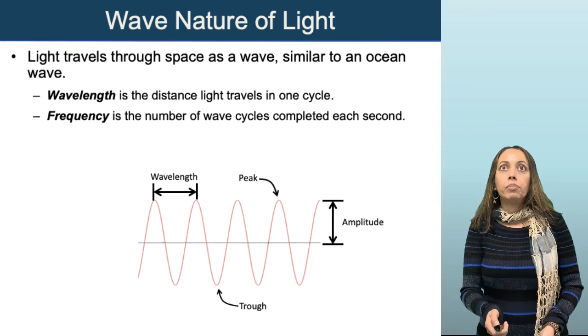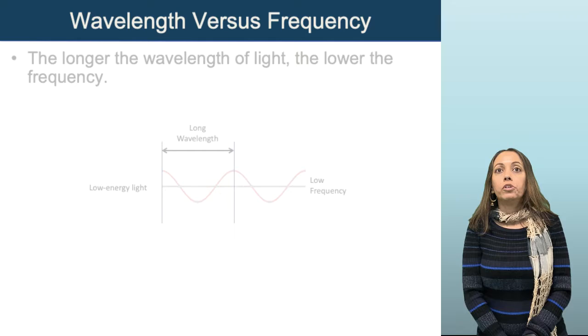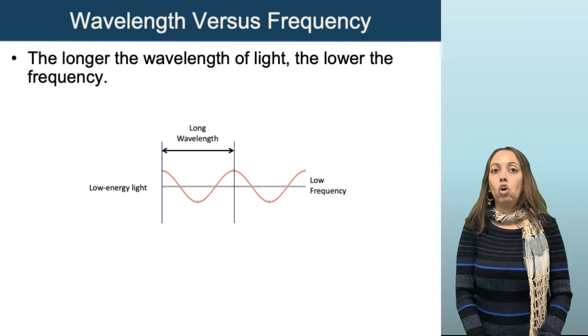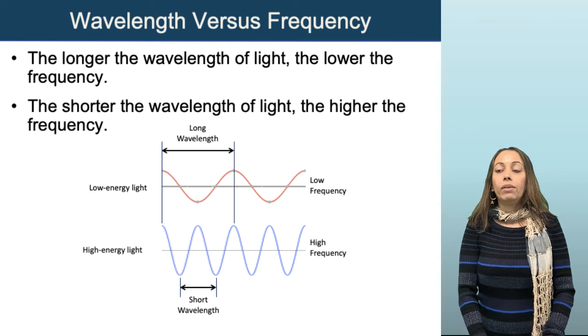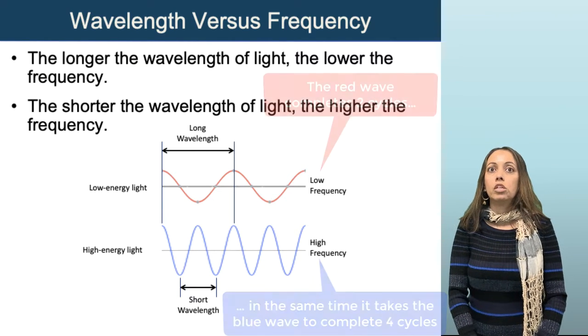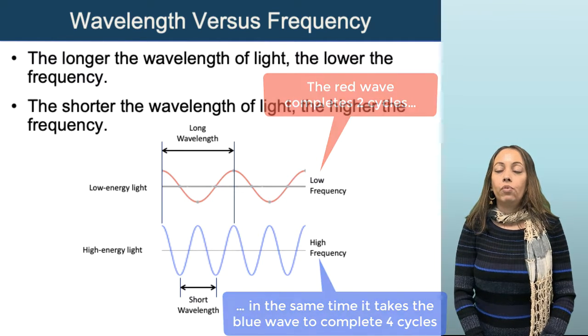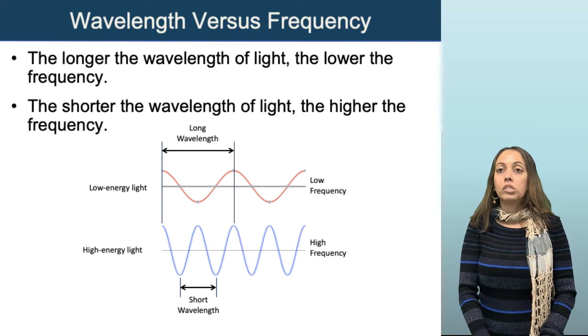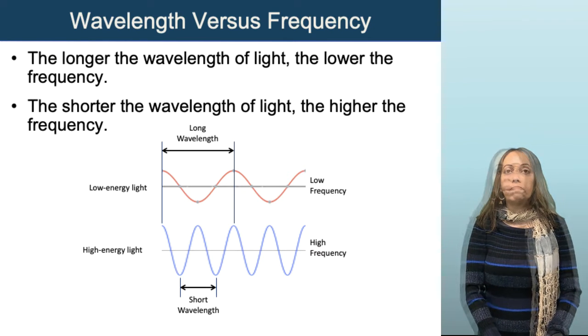So with these properties, for example, we can describe the two waves here. You can see the red wave has a much longer wavelength than the blue wave, whereas the blue wave has a much higher frequency than the red wave. So one thing that becomes very apparent is wavelength and frequency are inversely related. Higher the wavelength, lower the frequency.